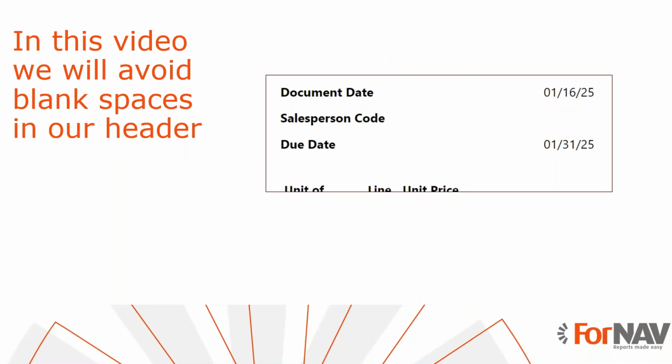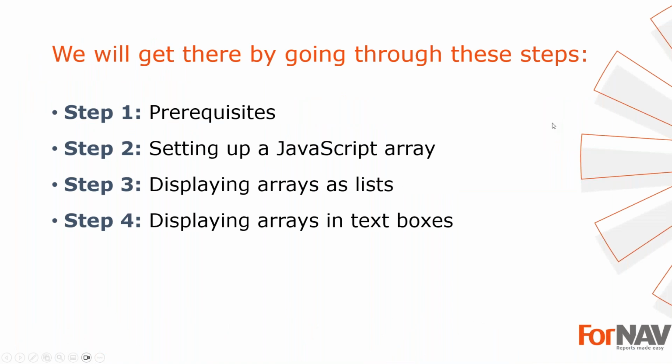In this video, we will set up a layout so that the header does not display a blank space if a field doesn't contain a value. For example, not every sales order in my database has a salesperson code attached to it. And when there isn't, I don't want to display that field and that caption, but I also don't want to display a blank space in the middle of the column. I will demonstrate how to avoid those white spaces in a Business Central report header using Fornav in 4 steps.